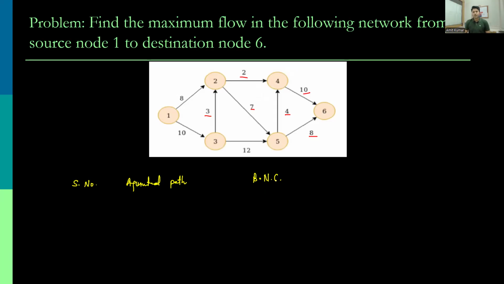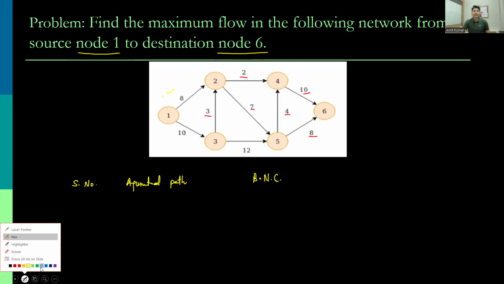Okay, because we know that the sum of all the augmented paths' bottleneck capacity is the maximum flow for the given problem. And do remember, every augmented path should start from 1 and should terminate at 6, because it is given that 1 is the source node and 6 is the destination node. These augmented paths can be written in any manner. What does that mean?